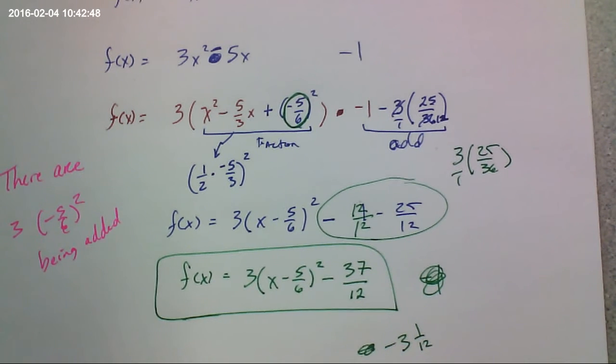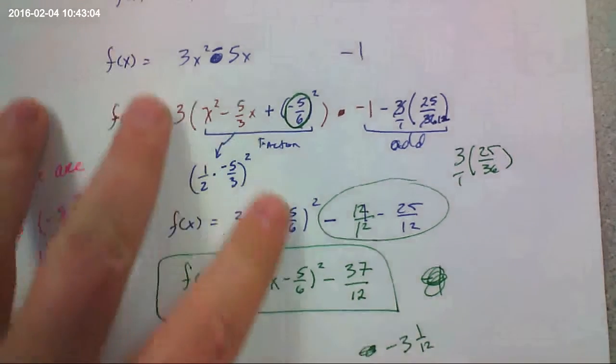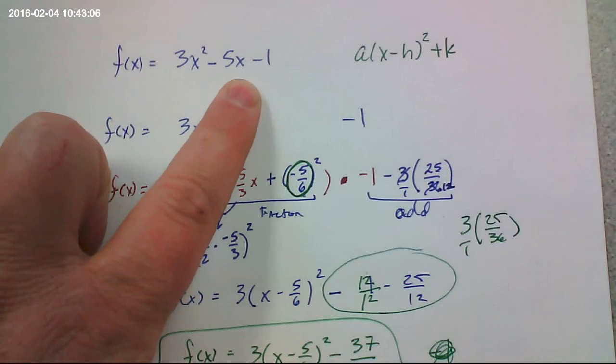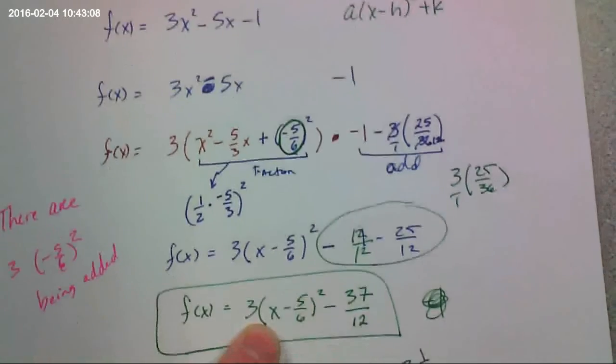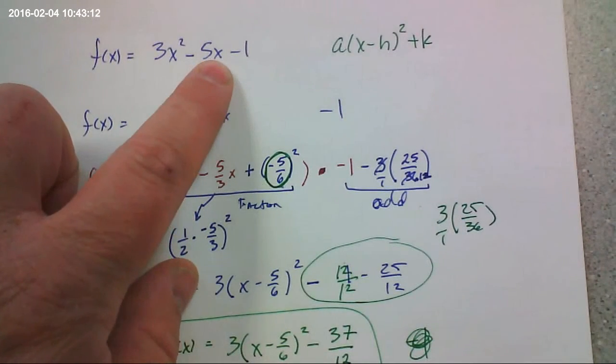Okay, practice time. You ready? Oh, what's your question? How would you graph that? Well, your vertex would be 5/6 positive and negative 3 and 1/12. So that would be your vertex. And then your y-intercept is negative 1. You could do the math if you wanted. I would use this if I had it.